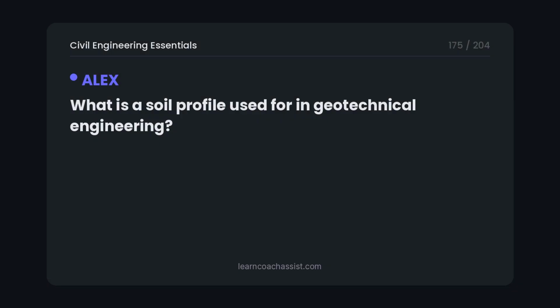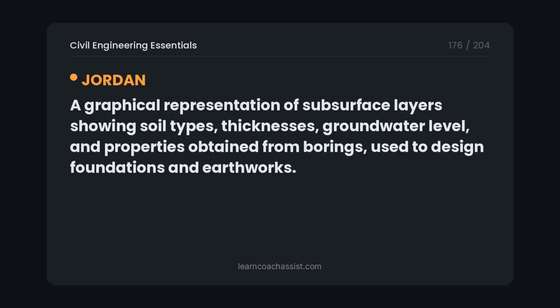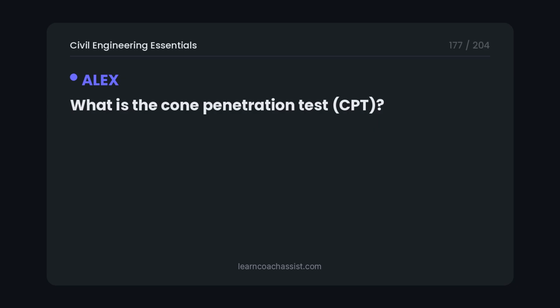What is a soil profile used for in geotechnical engineering? A graphical representation of subsurface layers showing soil types, thicknesses, groundwater level, and properties obtained from borings, used to design foundations and earthworks. What is the cone penetration test, CPT?